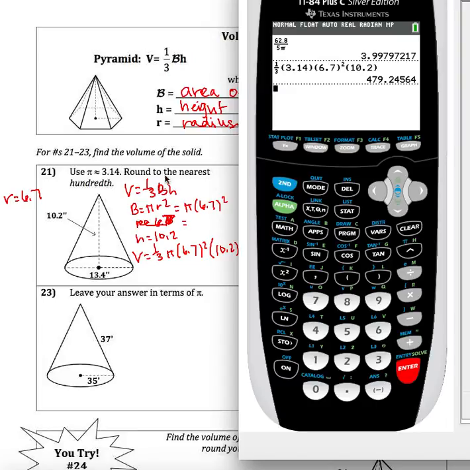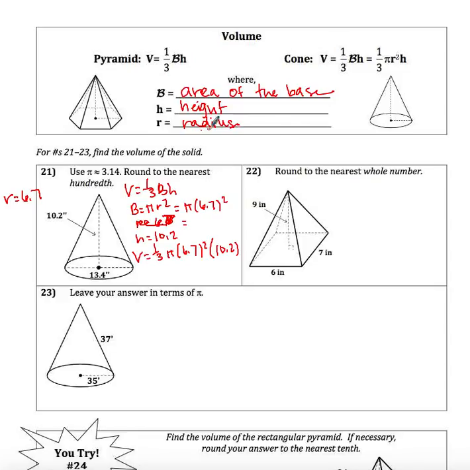479.24564, but it asked me to round to the nearest hundredth. And so that would be the second place after the decimal. So because the third place is a 5, I'm going to bump up the 4 to a 5 as well. So it'd be 479.25.